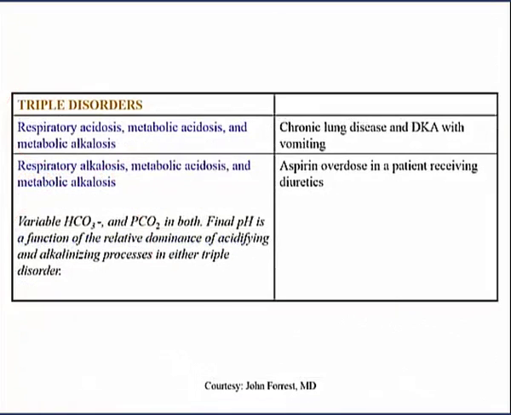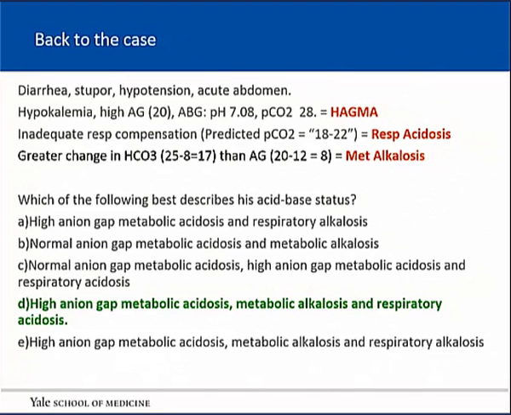And finally, the patients who have triple disorders, and those are the combinations of having something underlying and then two new processes superimposed. So getting back to the case, the patient had diarrhea, stupor, hypotension, was hypokalemic, had a high anion gap of 20, but significant acidemia, had a PCO2 of 28. So with the high gap and the acidosis, we know that the primary disorder is an acidosis, and there's a metabolic acidosis of the high anion gap type. So that's the first thing.